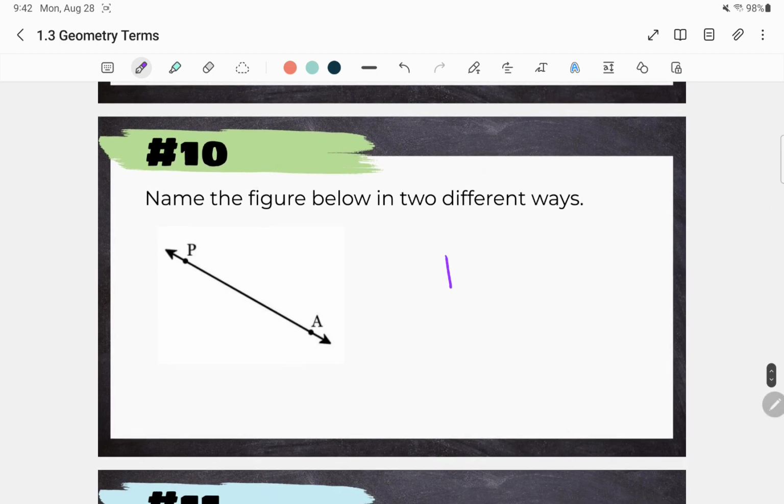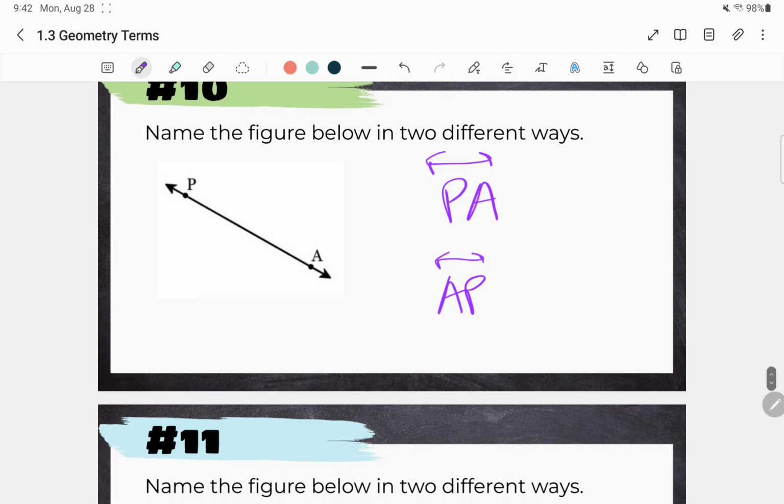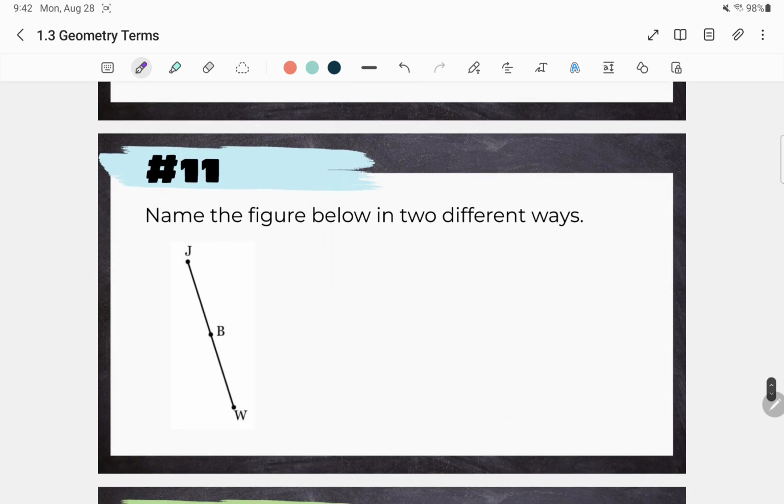Number 10, this is a line, so PA, AP. All right, 11 is a line segment. Now let's pay attention to this one, because this one will probably be on the quiz. So this is a line segment. Even though that B is there, can we use B? No, we have to use those endpoints of JW or WJ. All right, notice you cannot use that middle one. It's got to be the endpoints with a line segment.